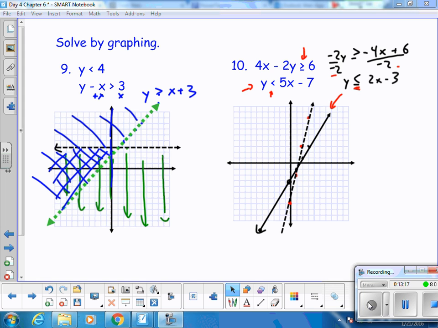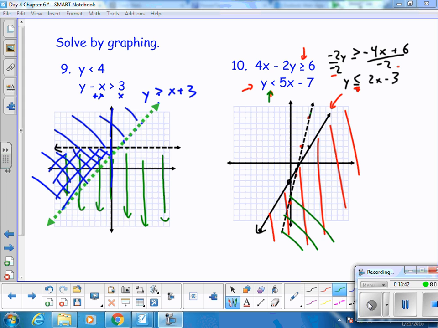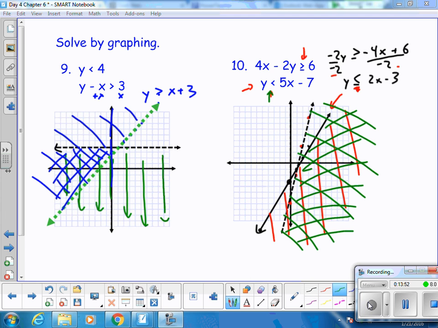A couple things. Let's go ahead and look at my first one. So this is my solid line. Y is less than. So when I look at my y, where is y less than? It is below, down here. Now let's look at my second equation here. Y is also less than. So I'm going to look at my dotted line, and where is y less than? It's going to be less down here, so it's down in this area. So my overlap is right here. There's my solution to this system.